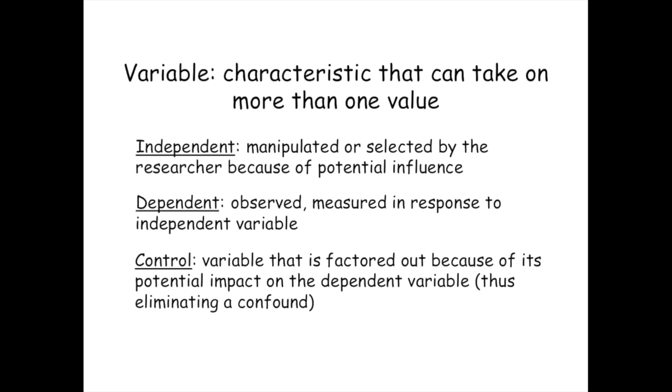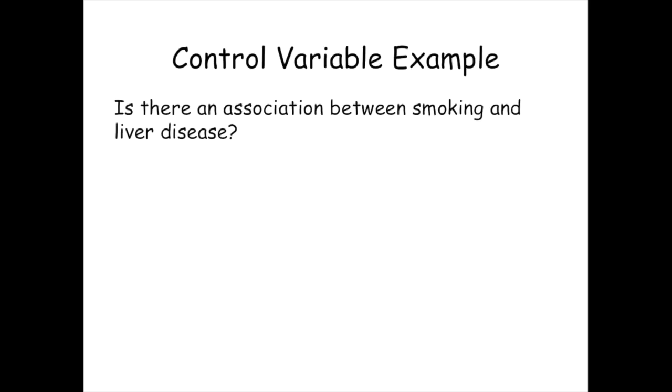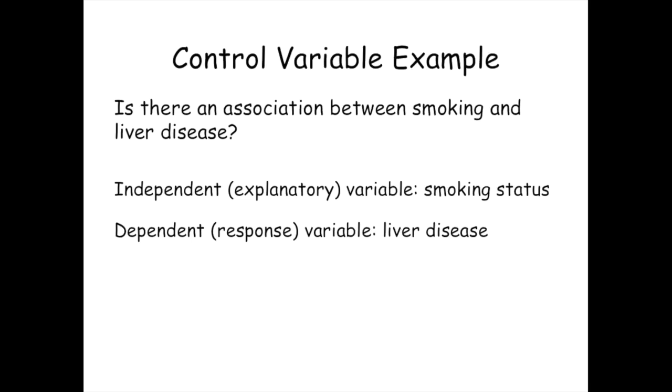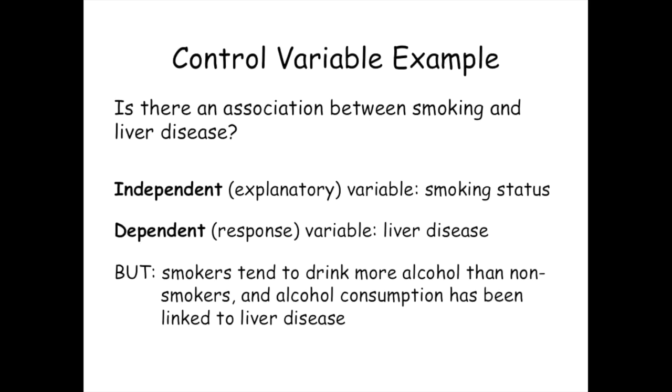These are called control variables, as their measurement provides a means of controlling for alternative explanations for research results called confounds. For example, suppose a researcher is investigating the association between smoking and liver disease. The independent or explanatory variable is smoking status, and the dependent or response variable is liver disease.